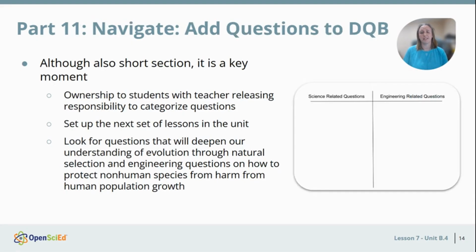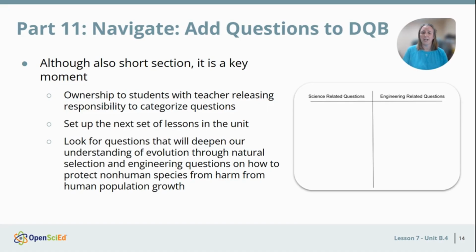Part 11 and Lesson 7 prompts the next lesson set with new questions added to our driving question board. At this point in the curriculum, I start stepping away from the Padlets I use for driving question boards and have students set up the column headings and categorizing their own questions together without my guidance. These questions help set up the next lesson set.